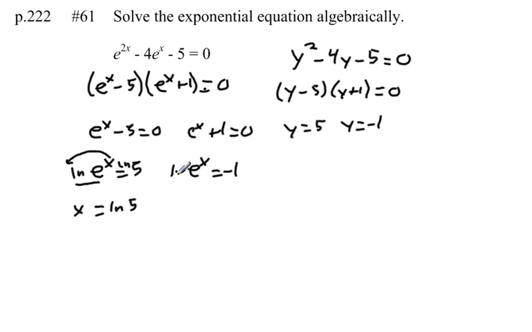Same thing on this one. I could take the natural log of both sides. That will move this x out in front. Natural log of e is equal to 1, so I'll get x times 1 equals the natural log of negative 1.